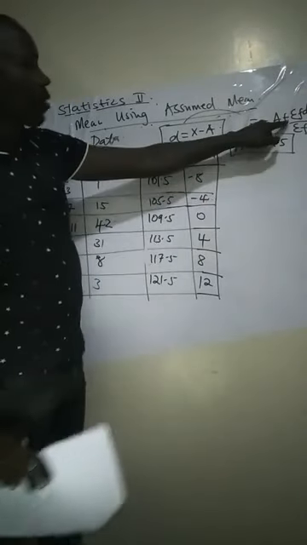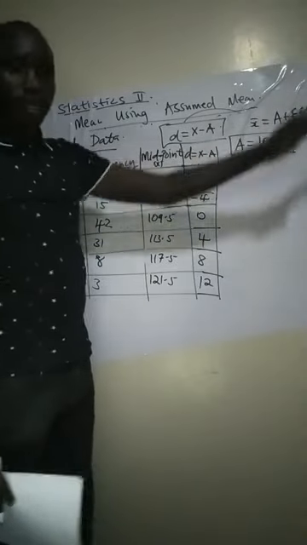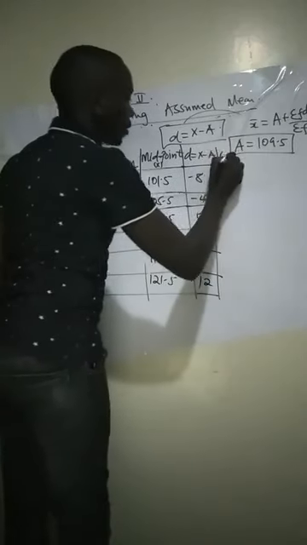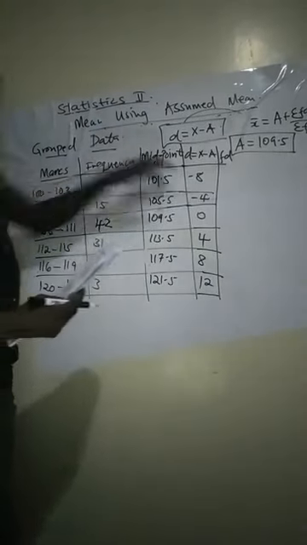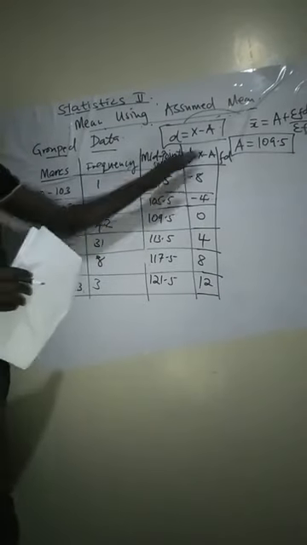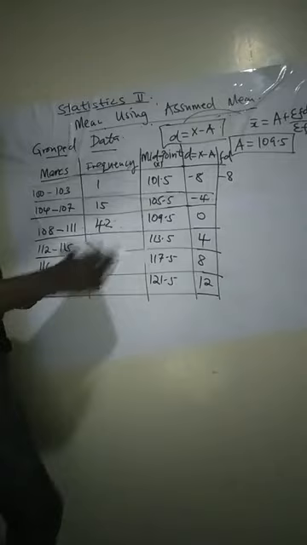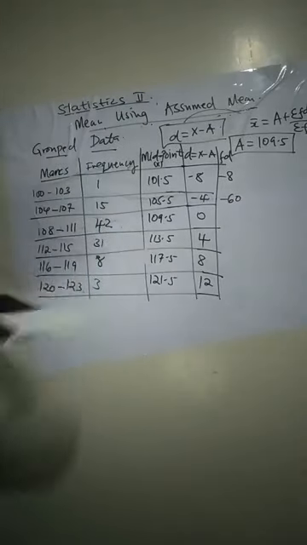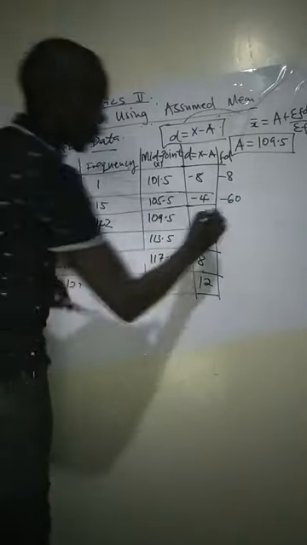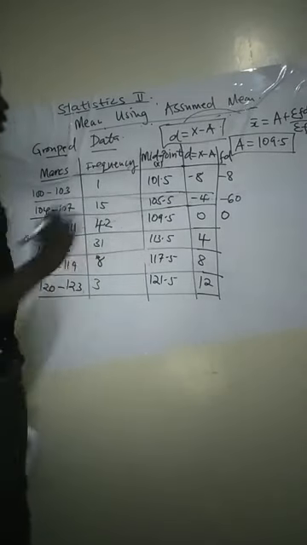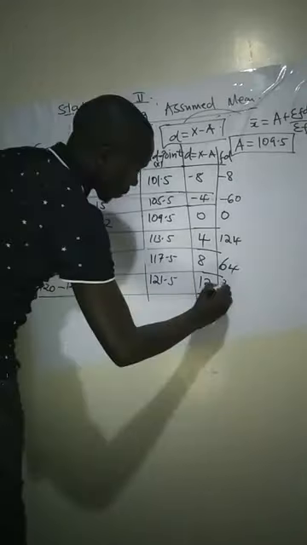Then from there, check out the formula. The formula reads summation of FD, so you will need to get FD. FD is the frequency times the deviation D, X minus A. So 1 times -8 gives -8. The next one is 15 times -4, that is -60. Then 42 times 0 gives 0. Then 31 times 4 gives 124. 8 times 8 gives 64. And 3 times 12 gives 36.